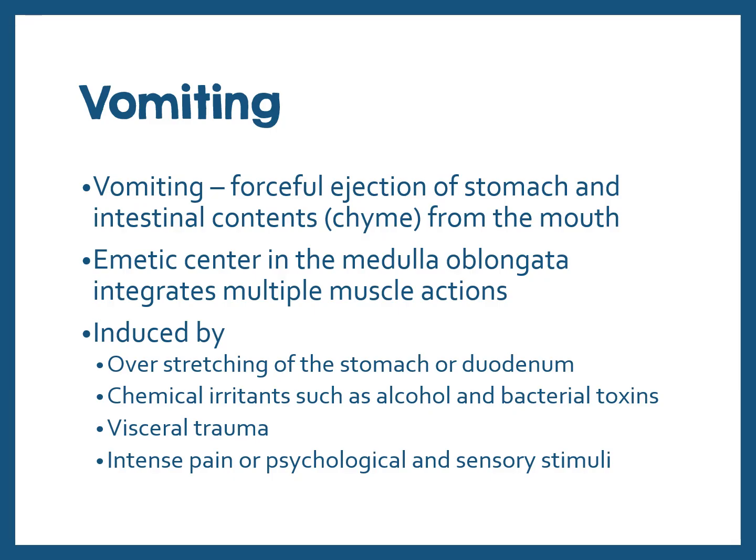In order to induce vomiting, there's actually a lot of coordination that has to go into this by the medulla oblongata, and it's going to integrate a lot of different muscle actions. Some of the things that can induce or cause vomiting would be overstretching of the stomach or the duodenum. There could also be chemical irritants like alcohol or toxins. There could be visceral trauma or even intense physiological sensory stimuli that could induce vomiting.